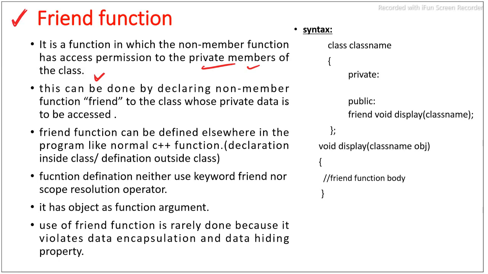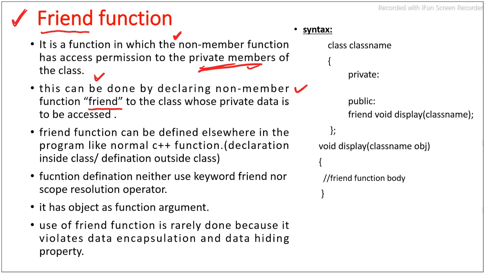One point to remember is that it is a non-member function and has access permission to the private members of the class. This friend function can be declared by using the keyword friend. So basically friend is a keyword. By using this friend keyword, we can make a non-member function a friend of a class. This can be done by declaring the non-member function friend to the class whose private data is to be accessed. And this friend keyword needs to be prefixed, or it precedes the non-member function.